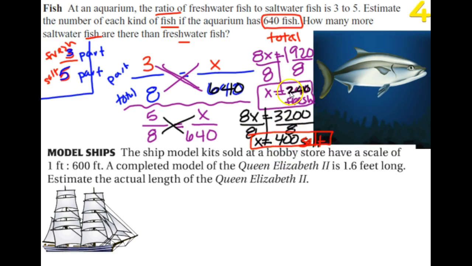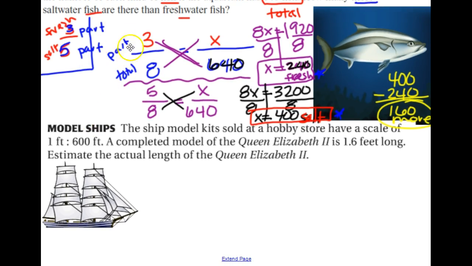So I found the numbers of each kind of fish, but they're really asking us how many more saltwater fish are there than freshwater fish. So I really just need to subtract 400 minus 240, and that should give me 160 more. Now this one was a little tricky. We're going to do another one like that in a minute. The one thing you needed to notice here is that these are both parts. There was no total. Okay.